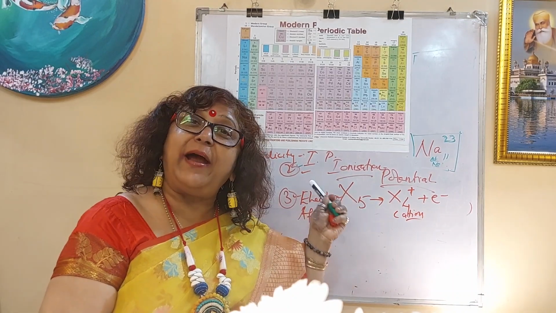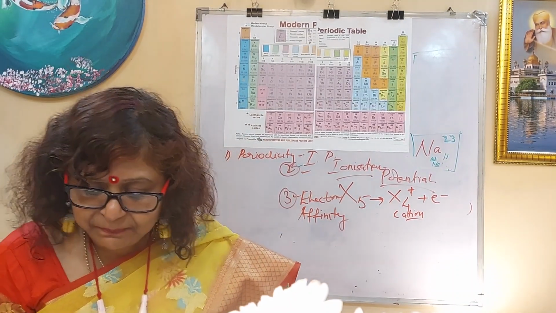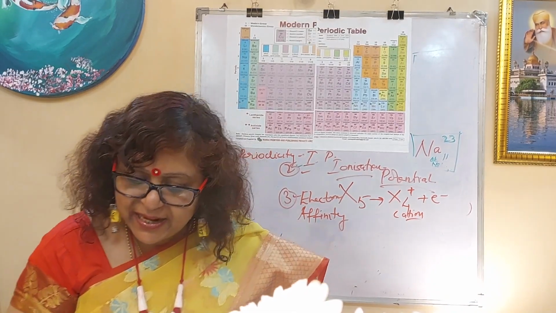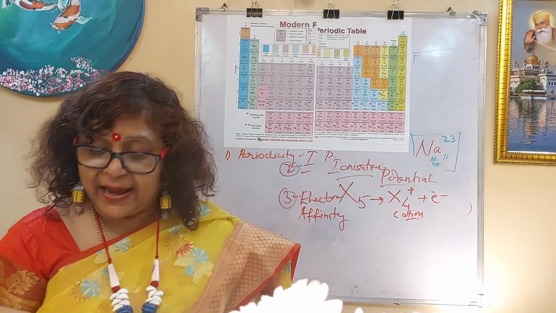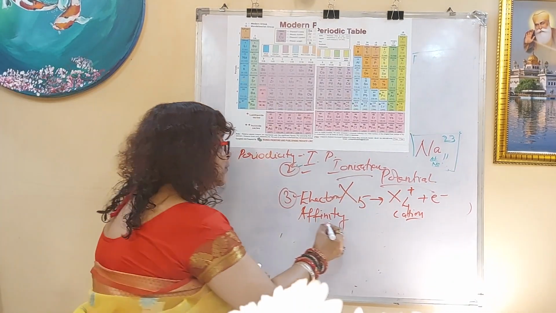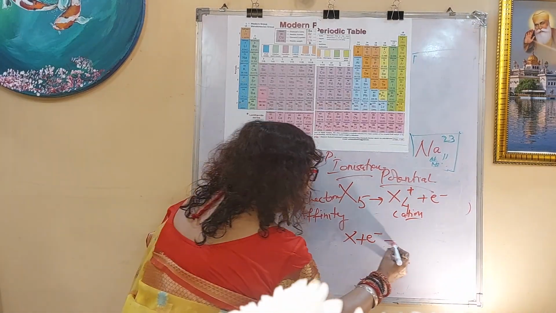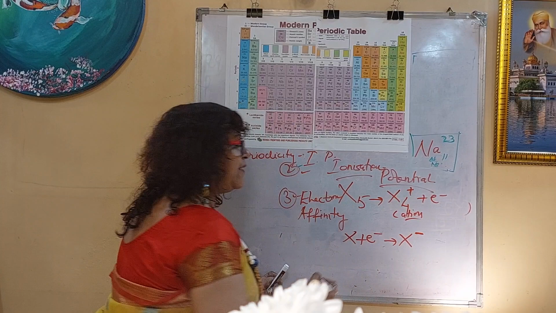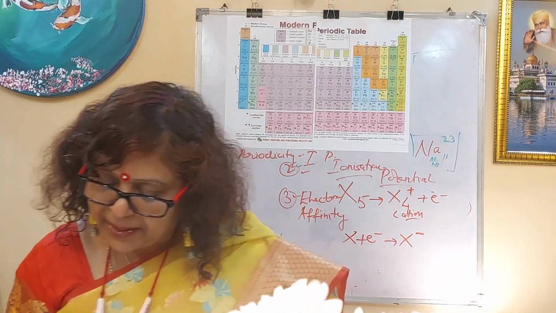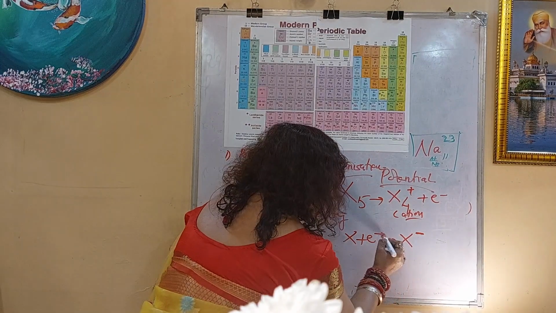Keyword that was required, and here the amount of energy released when an atom in the gaseous state accepts an electron to form an ion. To form an ion means here you can give this as X plus, it will accept an electron to form an ion. It will form an ion after accepting it. So this is acceptance.